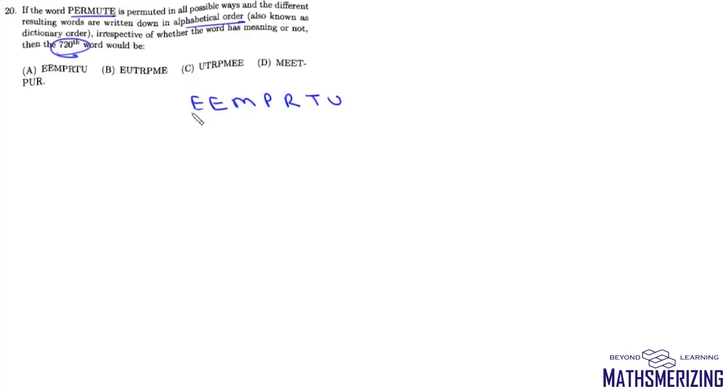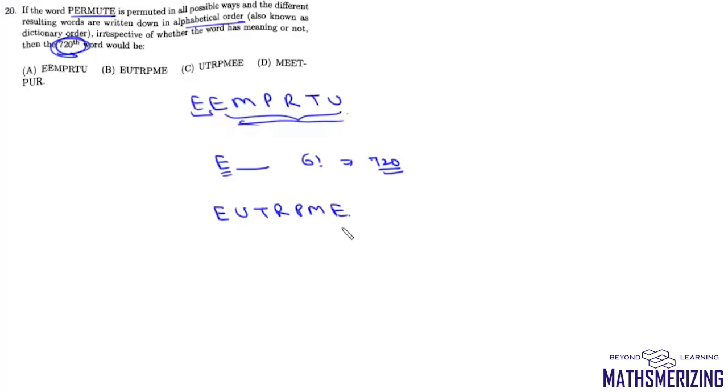Now the total number of words that start with E is given by, now we need to arrange these 6 remaining letters. It can be done in factorial 6 ways, and that is 720. So that means this 720th word is actually the last word starting with E. Now how do we find the last word starting with E? So we'll get this E, and then we have to write all these letters from U all the way up to M. So it'll be EUTRPM, and that's your 720th word. So it should be EUTRPM, and that's your option number B.